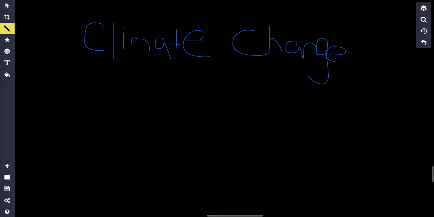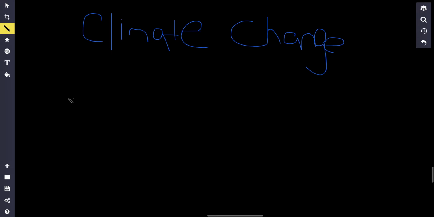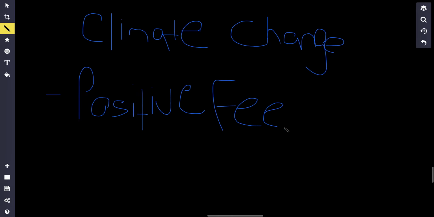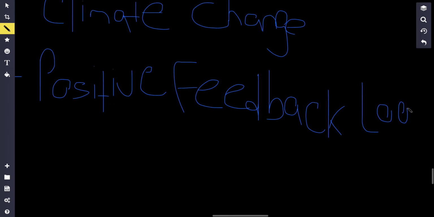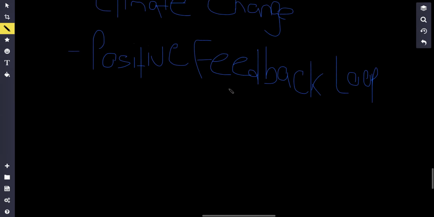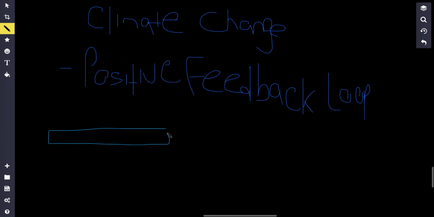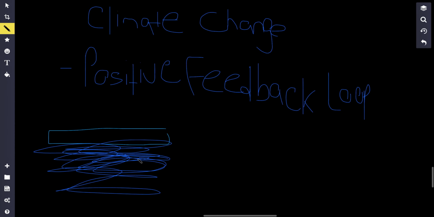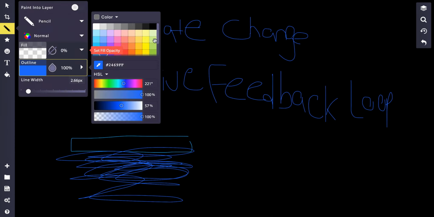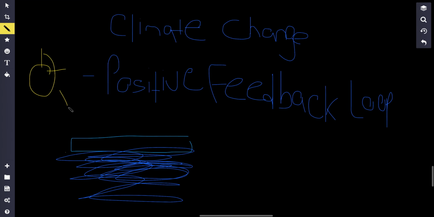So, one thing to know is that you have to remember a positive feedback loop. For climate change, there's a specific example of a positive feedback loop that you've got to know. This is basically the melting of the ice, all right? So let's say we've got some ice here, and let's say this is the ocean water, beneath the ice. Now, as the climate changes, the ice is going to melt, right?